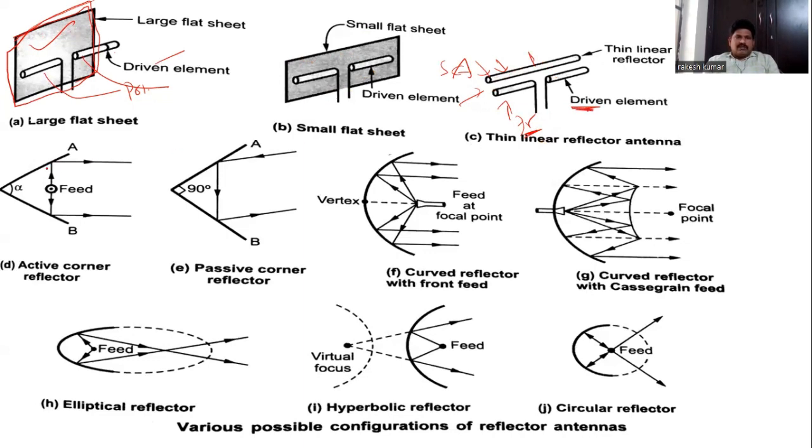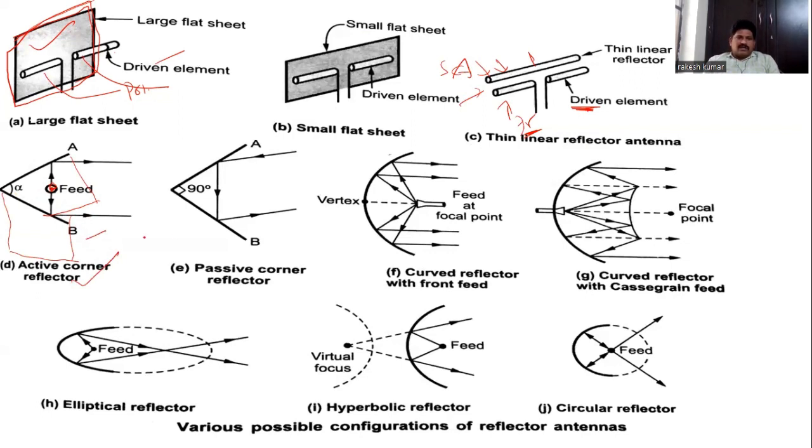Let us see here. Here I have taken two sheets. This is one sheet, and this is another sheet. So two sheets I have taken here, along with the driven element. So this is the corner reflector.